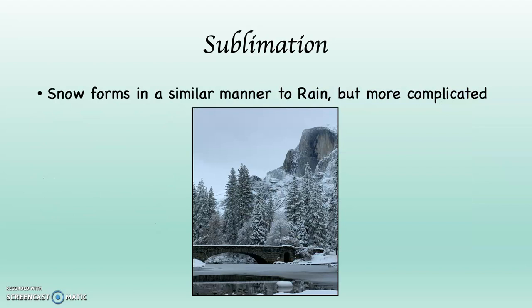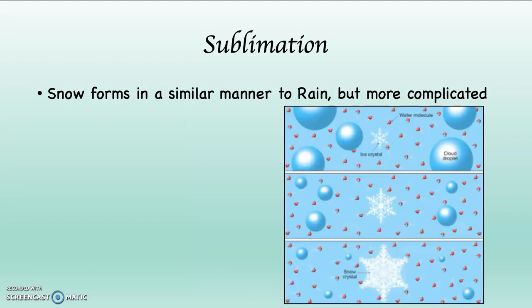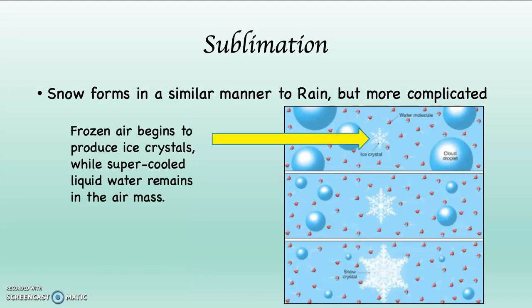Snow forms in a similar way to rain, but it's a bit more complicated. So during that same trip I just mentioned, when we arrived in Yosemite, there was no snow on the ground, and then over the next about day and a half, 3 feet of snow fell. It's beautiful. This is how it forms. Take a look at this diagram. First, I want you to notice this. Frozen air begins to produce ice crystals while supercooled liquid water remains in the air.